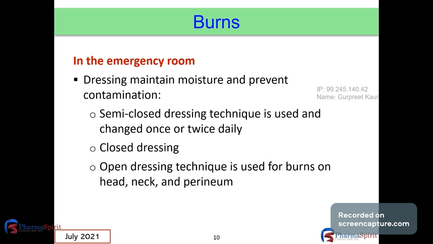and the burn will dry up quickly. With this method, the burn dries as quickly as possible, and this allows the tissue to heal under a dry crust. So basically, the body will form a crust that covers the area, and we keep the area dry and exposed to the air, so the area will heal under the dry crust. The open dressing is usually used for burns on the head, neck, and perineum.